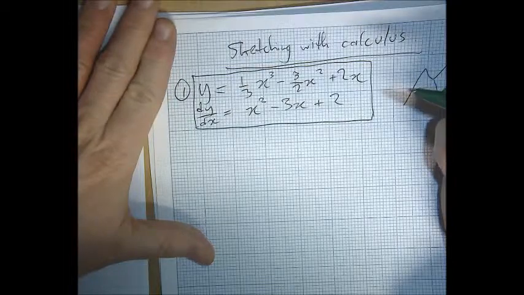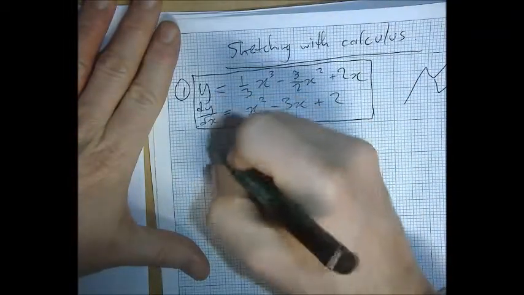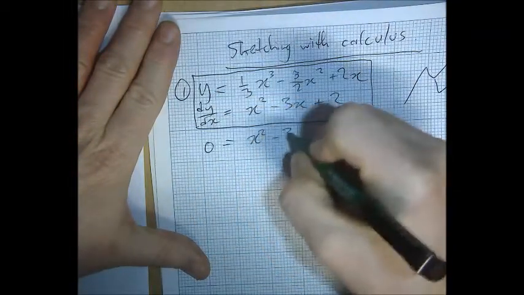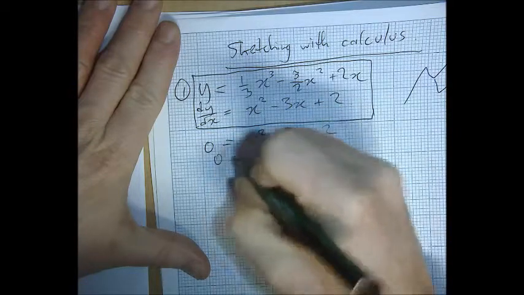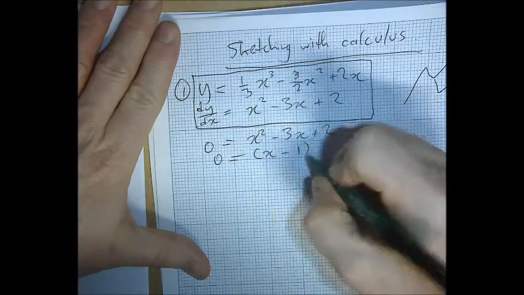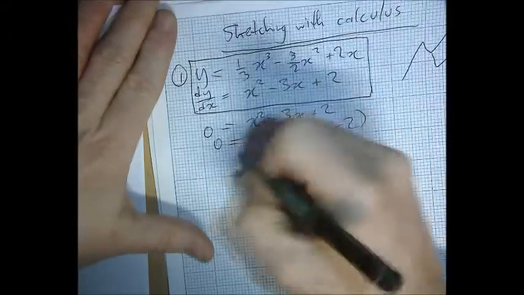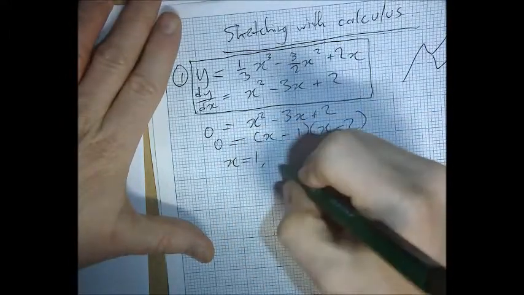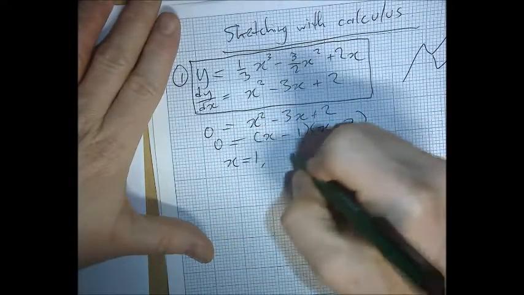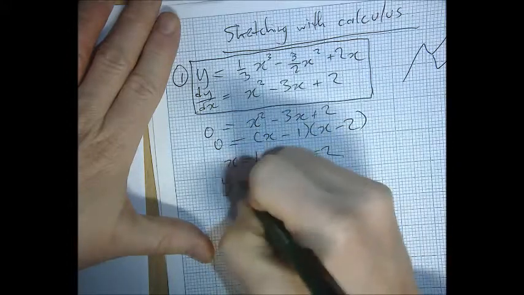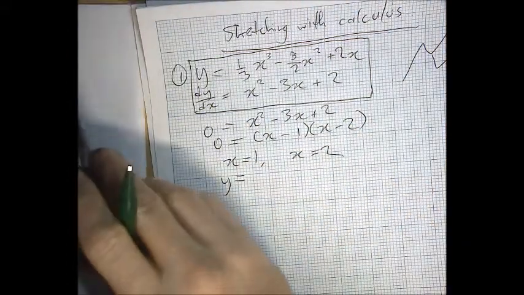If I want to know where it's flat, then I put a 0 there. If you solve that by factorising, you get 2 places where it's flat. You get x equals 1 and x equals 2. Now I'm going to decide how high it is when it's flat.